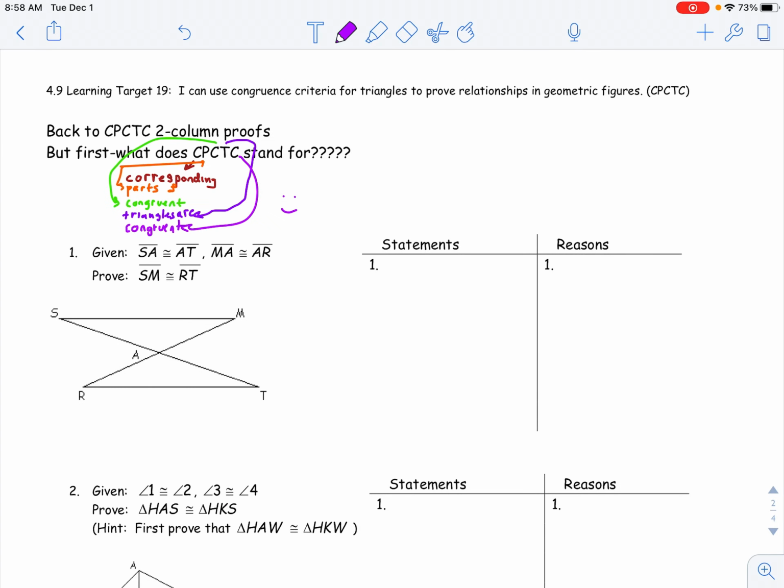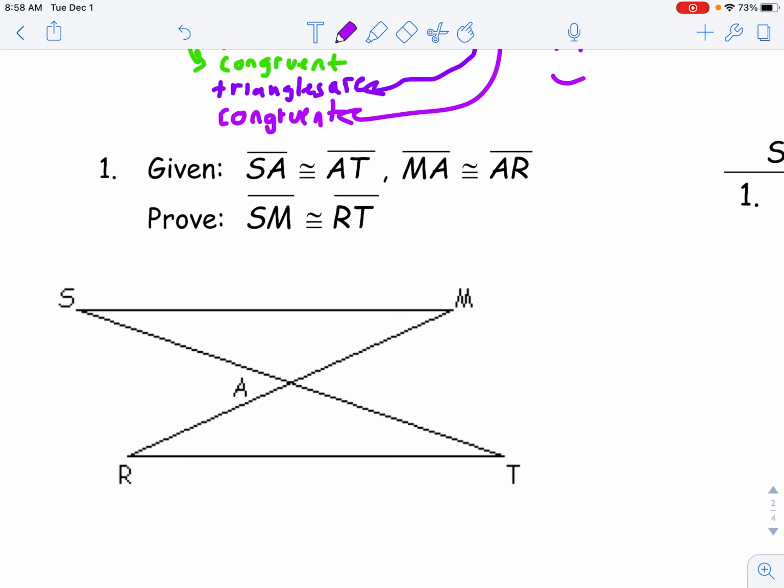All right, so let's just dive in. More two-column proofs. Once we're done with this video, and especially this test, we're like 99% done with proofs for the year. The rest of the units might have a little proofs here and there, but not too much.